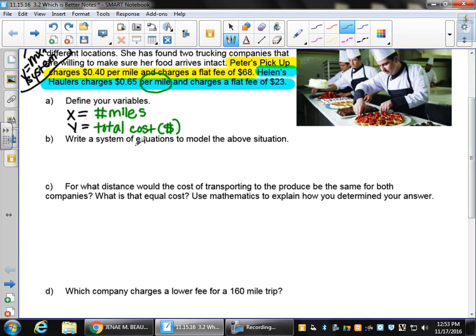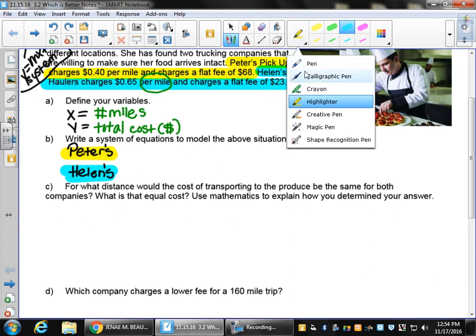Now we're told to write a system of equations to model the above situation. It's really helpful for us to actually write the names of the 2 companies we're dealing with. So for example, I know that I will have one equation about Peter's company, and my second equation will be about Helen's company. So Peter, we highlighted in yellow, and Helen was blue.